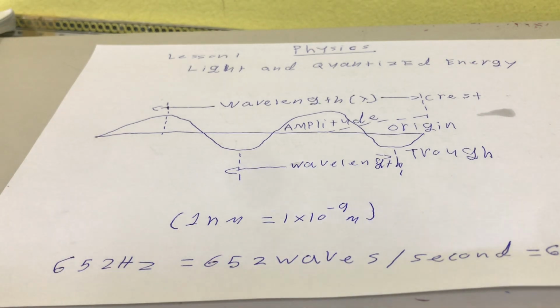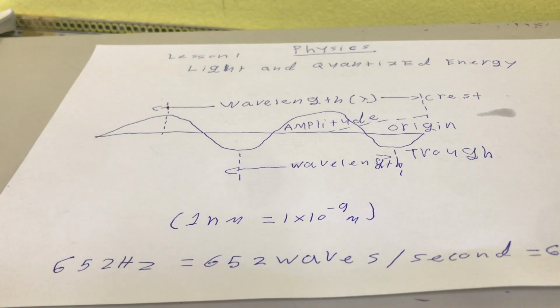So wavelength is usually expressed in meters, centimeters, or nanometers. So 1 nanometer is equal to 1 times 10 raised to the negative 9 meters.